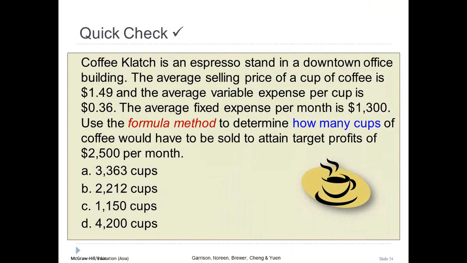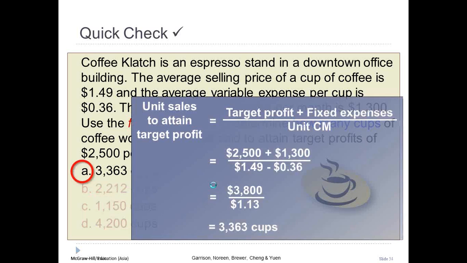So back to our coffee example. $1.49 is the selling price. The variable expense per unit is 36 cents. What's our contribution margin per unit? $1.49 minus 36 cents, so the contribution margin per unit is $1.13. And here's our average fixed expense per month. Use the formula method. What's it going to look like? Target profit plus fixed expenses divided by unit contribution.